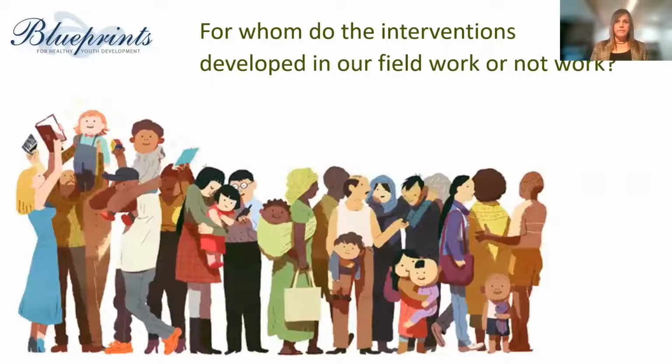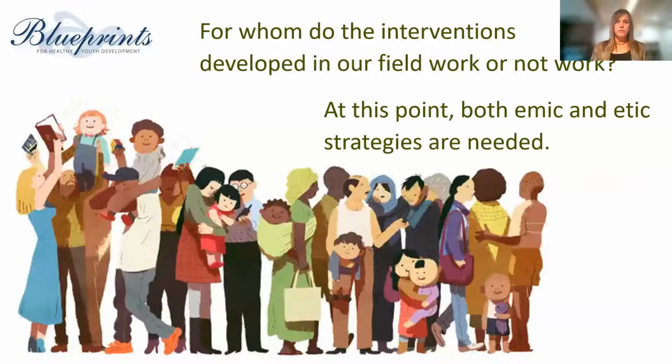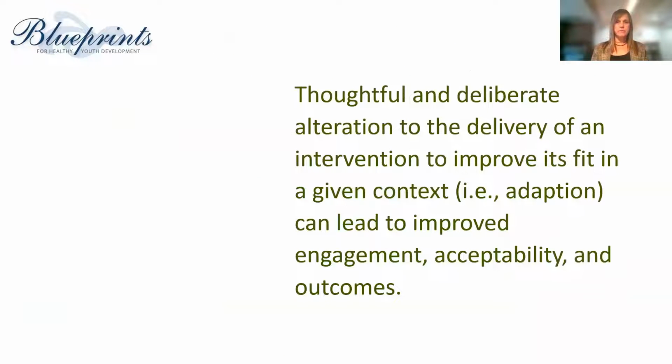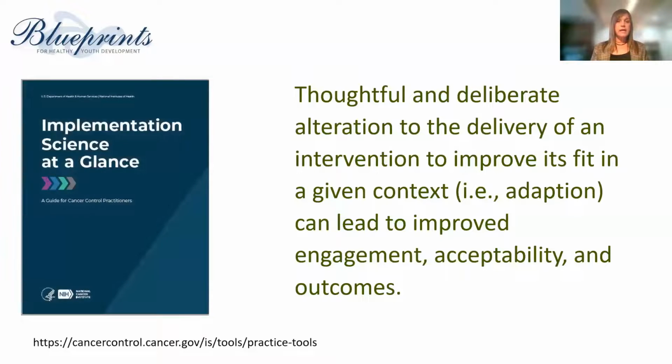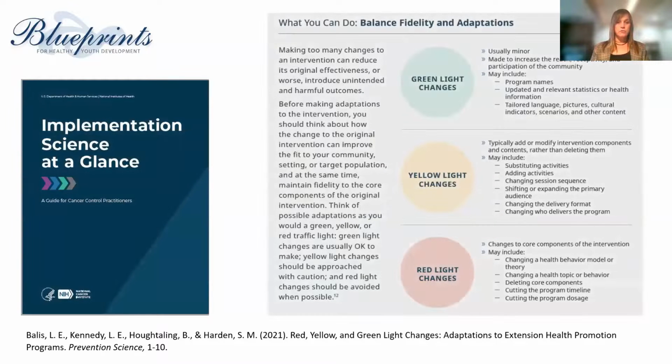So as we think about different interventions and whether or not they work, at this point both emic and etic strategies are needed when we think about adapting or creating interventions that serve the needs of diverse communities. However, thoughtful and deliberate alteration to the delivery of an intervention to improve its fit must be considered. If done correctly, it can lead to improved engagement, acceptability, and outcomes. There's a journal article written by Ballas and colleagues, published in 2021, that gives folks a framework to consider using a stoplight analogy.